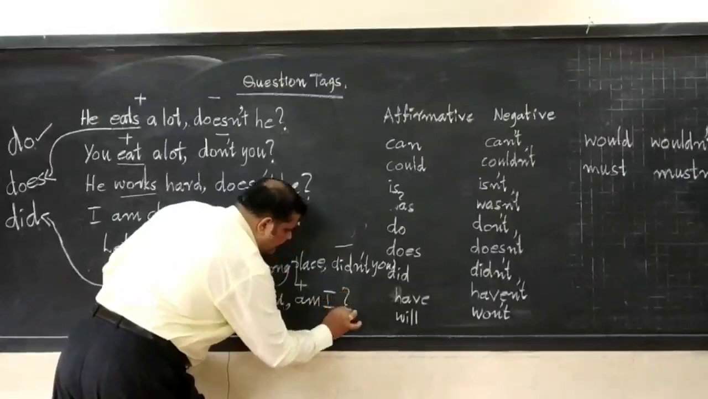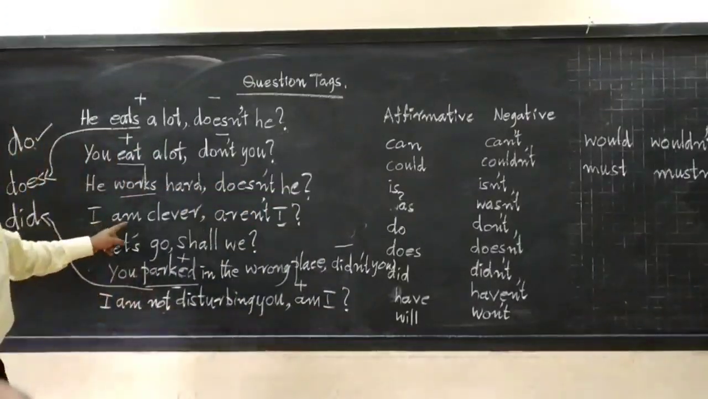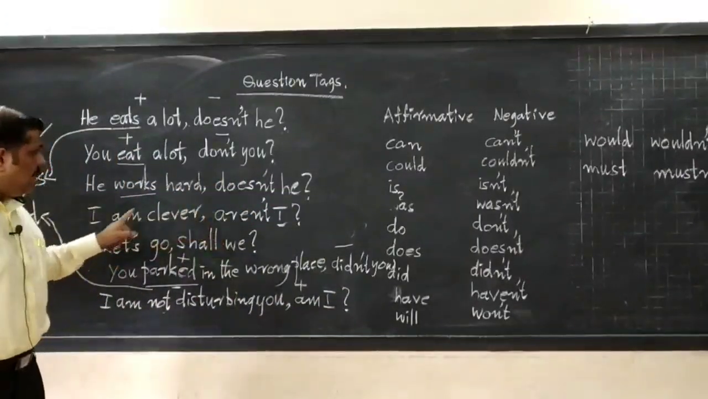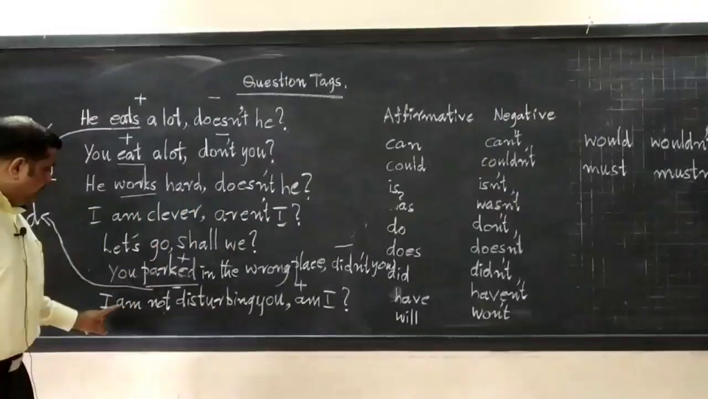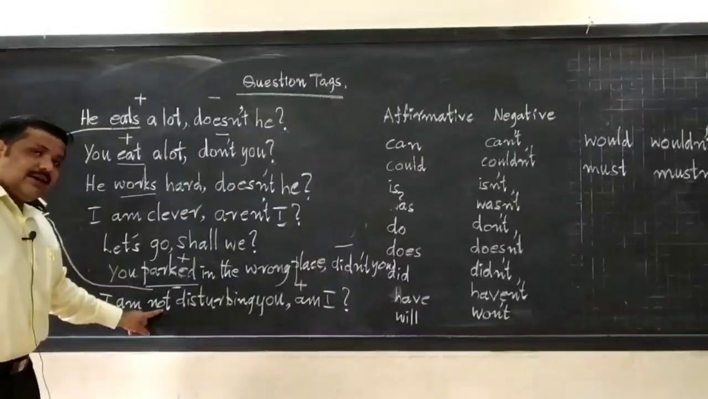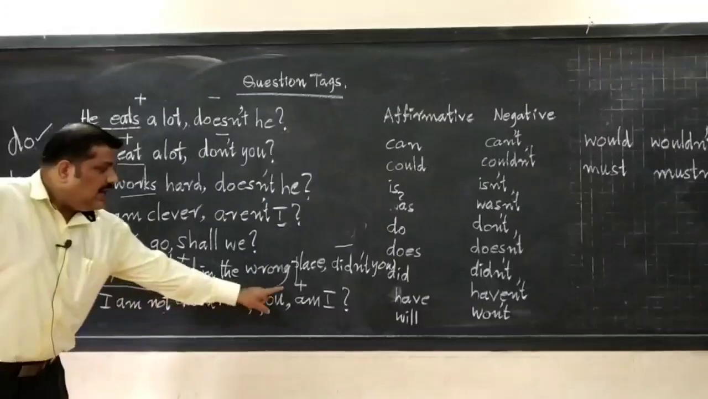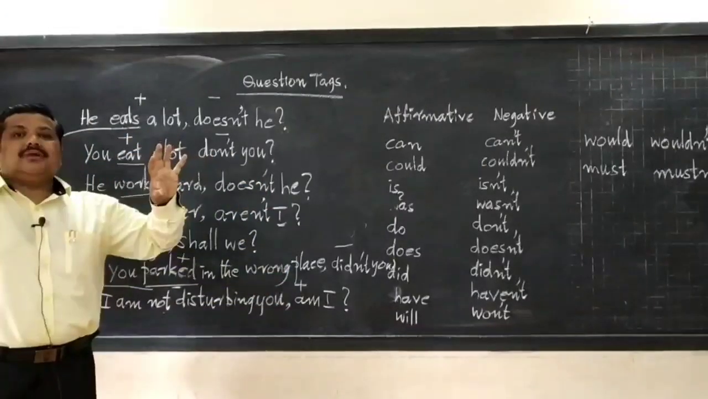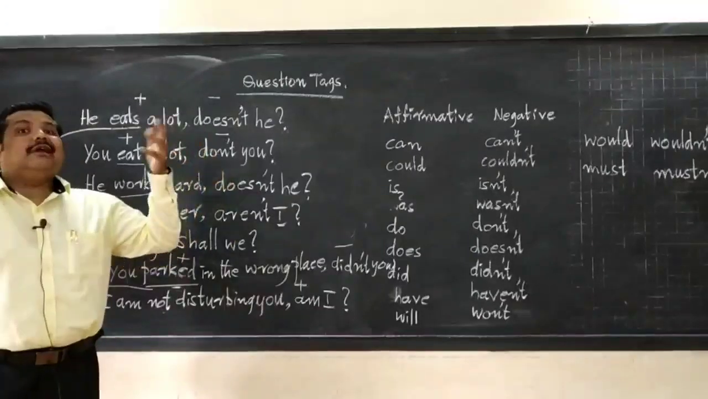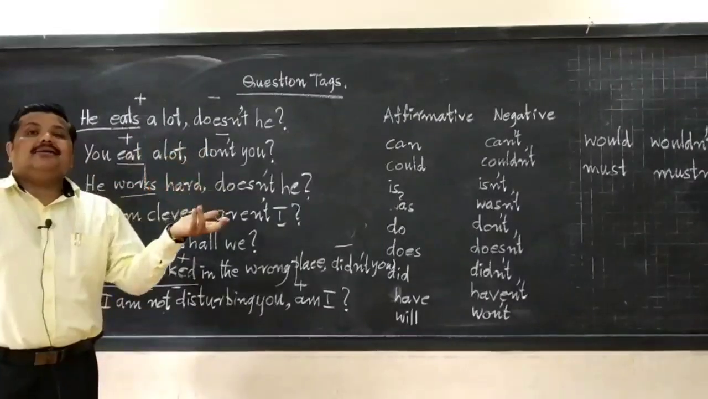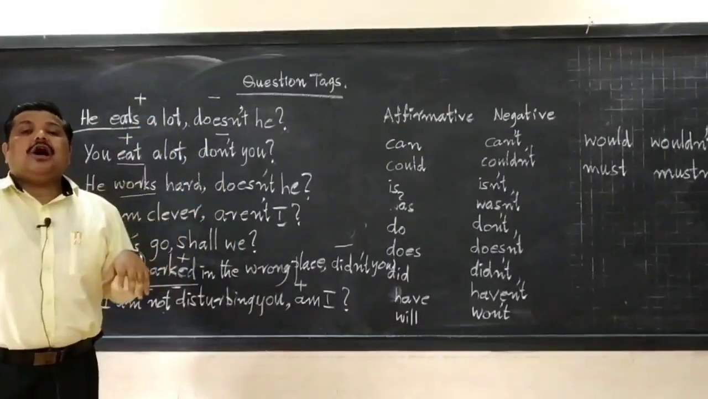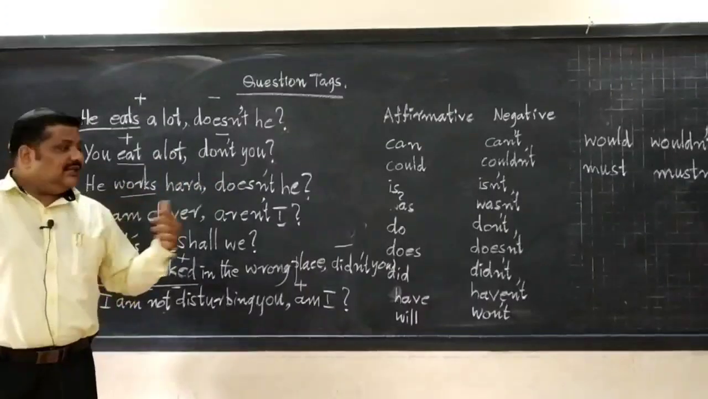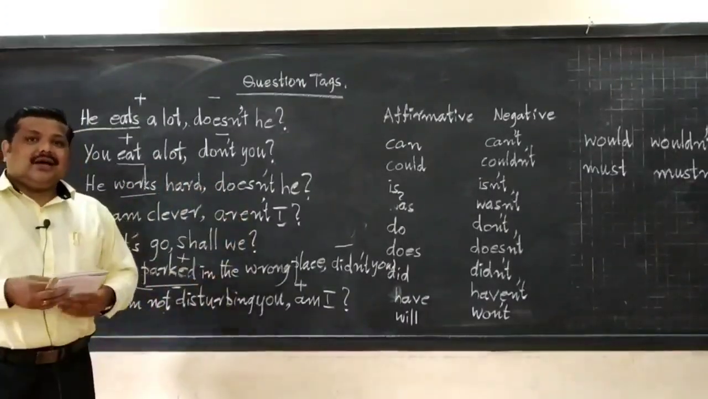Am I? So if I am comes, aren't I? If I am not comes, am I? I am not a teacher. Am I? I am not a cricket player. Am I? I am not a lawyer. Am I? So in this way, question tags are answered.